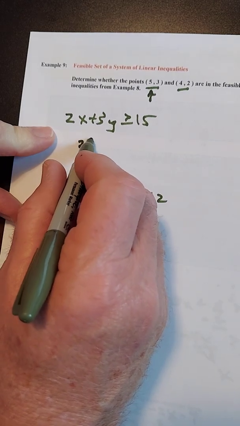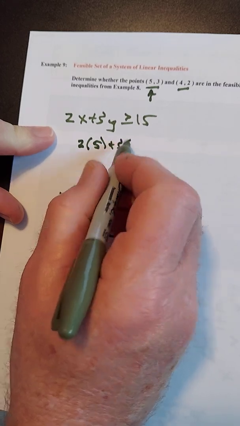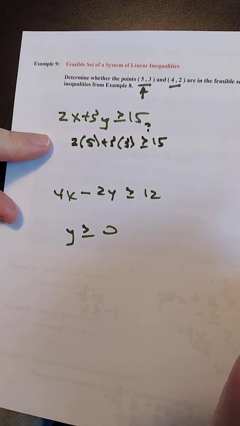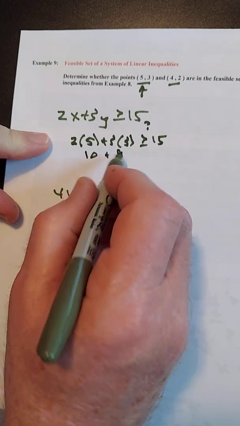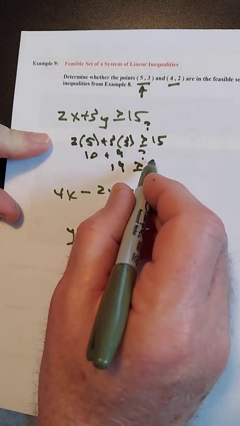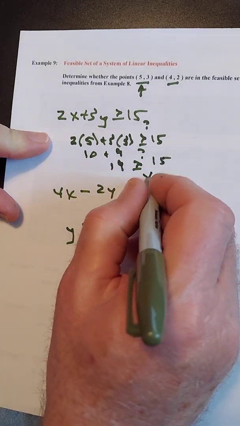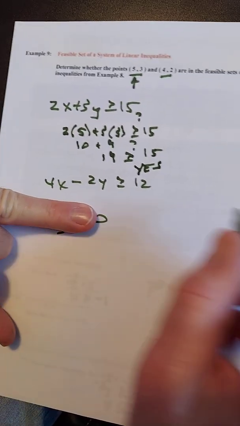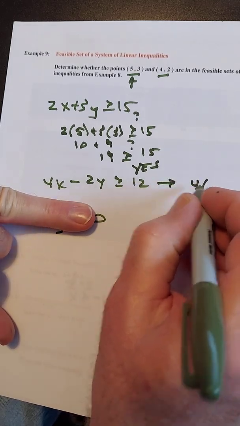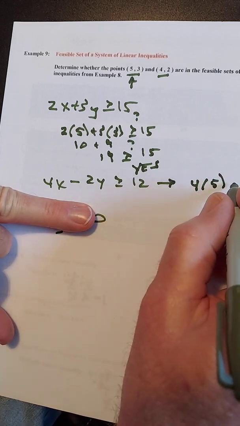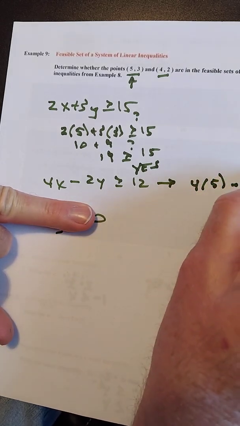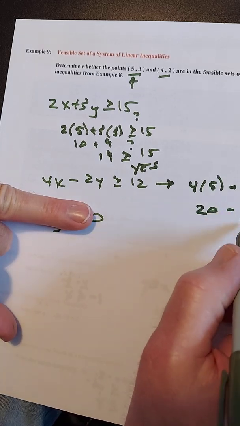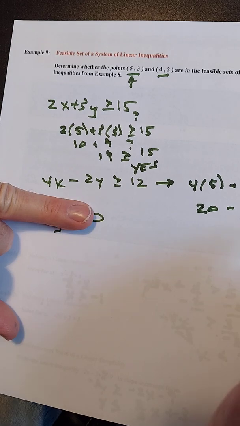Well, plug it in. If I take 2, I put a 5 here, plus 3 times 3. Is that greater than or equal to 15? Put your question mark there. So that's going to be 10 plus 9, that's 19. Is 19 greater than or equal to 15? Yes, that works. But I've got to do it for all of them. So we go here: 4, I'm putting the 5 in there, minus 2 times 3. Is that greater than or equal to 12? So you got 20 minus 6, that's 14. Is 14 greater than or equal to 12? Yes.